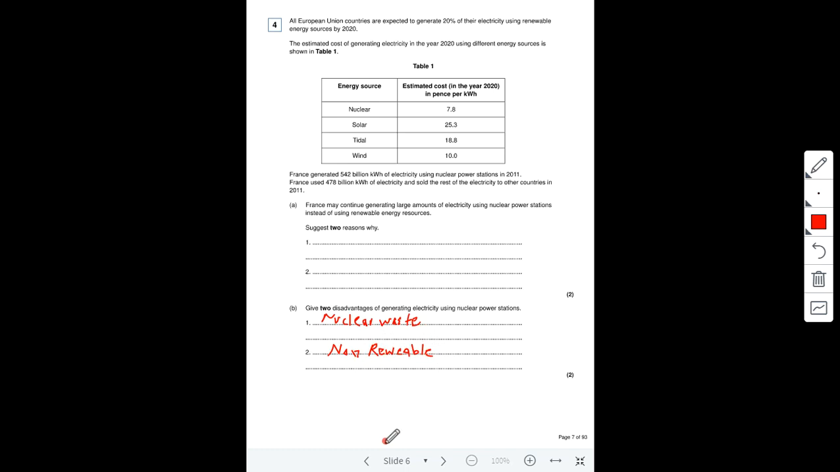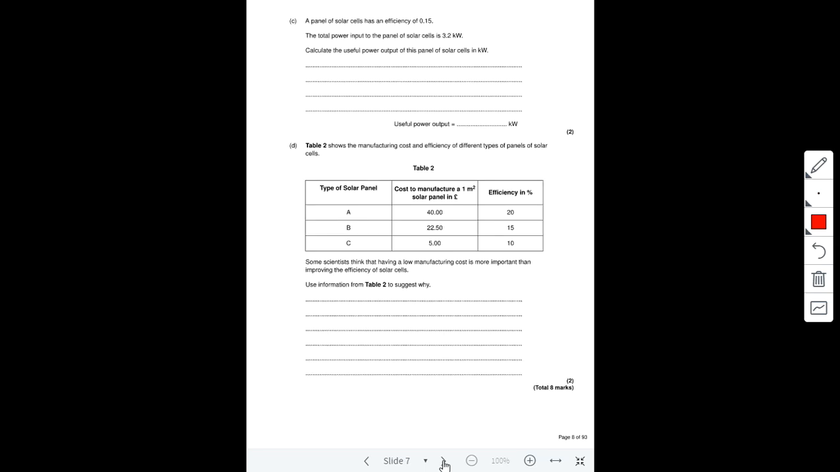Okay. So these are the two reasons. You can take a screenshot, then I'll move on to the next question. Okay, see part C, and you have to calculate useful power output. Efficiency is given. Simple, put the values in the formula.